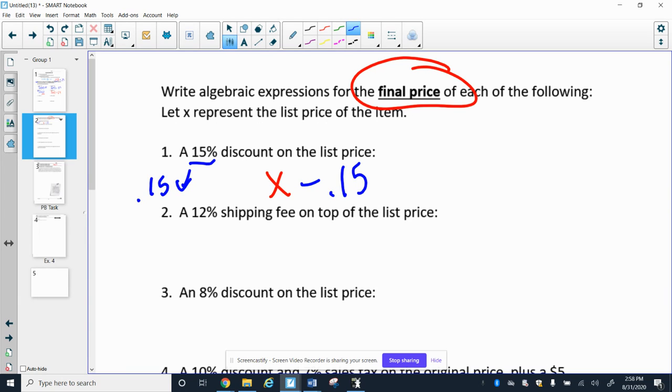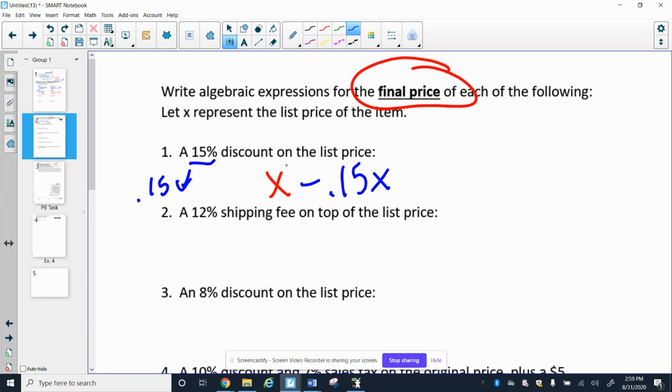Because currently, if we just left our expression like this, it would be saying, okay, we have our list price, and then we're just taking off 15 cents. That's not what we want. We want to take off 15% of X, our list price. So it would be X minus 0.15X, because percents are always of something. If you're ever taking a percent and just writing it by itself with nothing attached, that's wrong. Okay, we got to take 15% of something. That's why we did the front side of this.